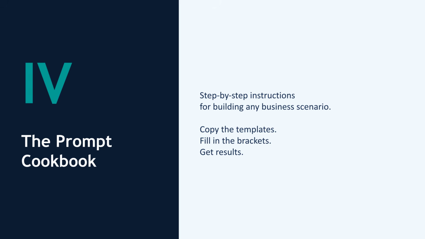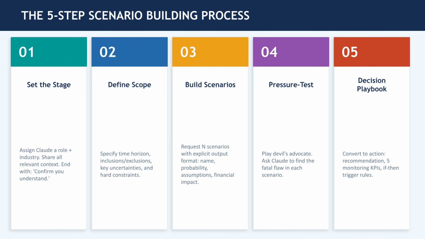Part 4 is the prompt cookbook, your step-by-step guide to building any business scenario. You can copy the provided templates, fill in the details, and get results. The 5-step process is: set the stage by assigning a role and context, define scope with constraints, build scenarios using an explicit output format, pressure test, and finally, convert the analysis into a decision playbook.